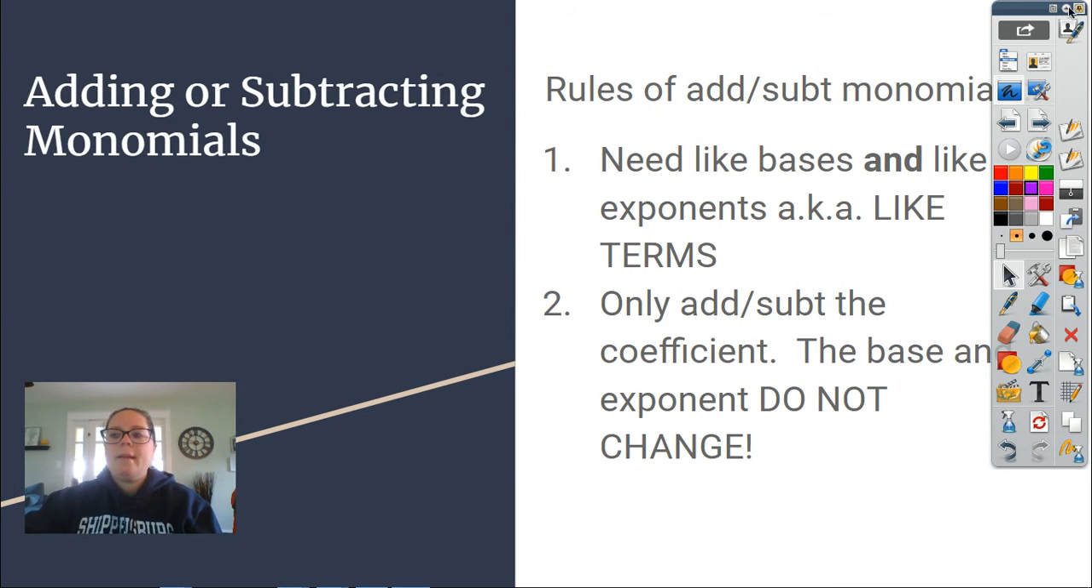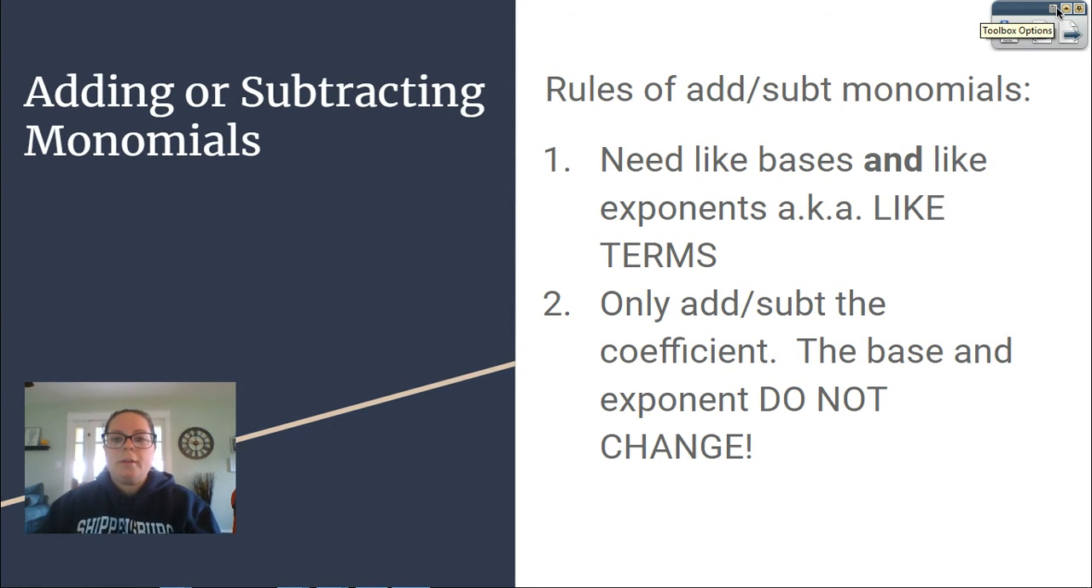Okay, so let's talk about adding and subtracting them first. This will feel very familiar to you, but it will start to get a little muddy once I throw more operations at you. So make sure that you really just grab a hold of this and understand it completely.